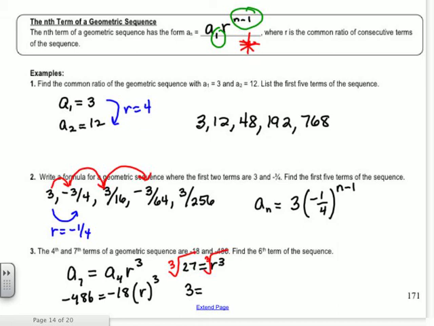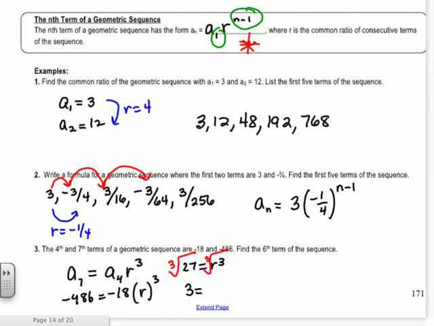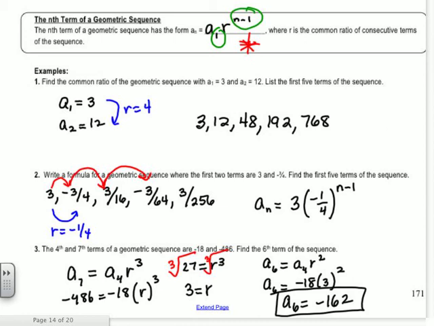What's the equation we're going to use? Yes. So a sub 6 equals a sub 4 times r squared. Of course, my pen's not writing. Let's see. Okay, so a sub 6 equals a sub 4 r squared. A sub 6 is what we're trying to find. A sub 4 was negative 18. R was 3, and we're squaring it. So I get 3 squared is 9 times negative 18. So what do we get? Yep, that's exactly right. Okay, makes sense?